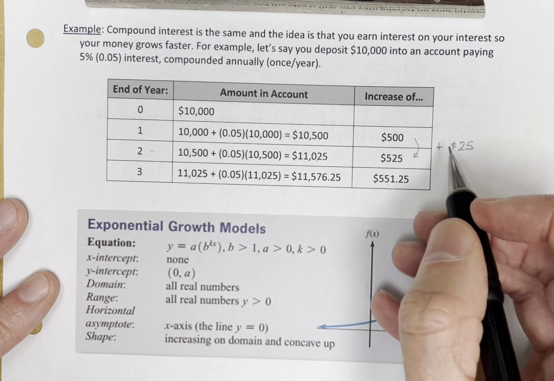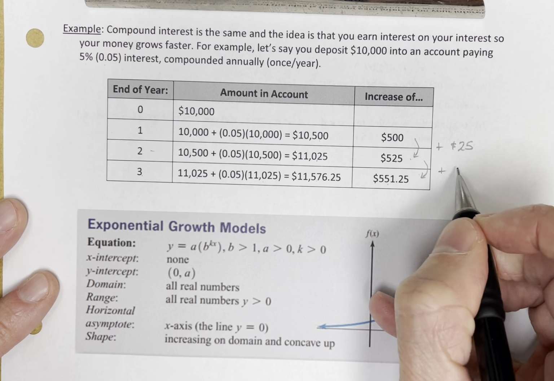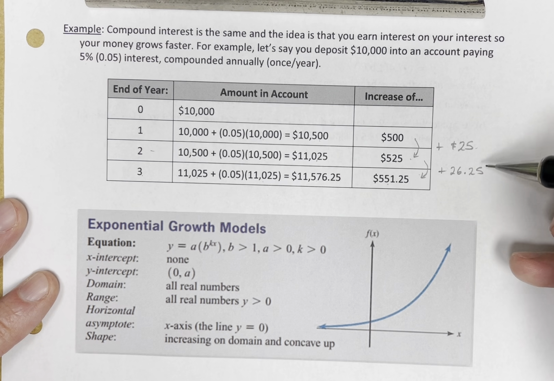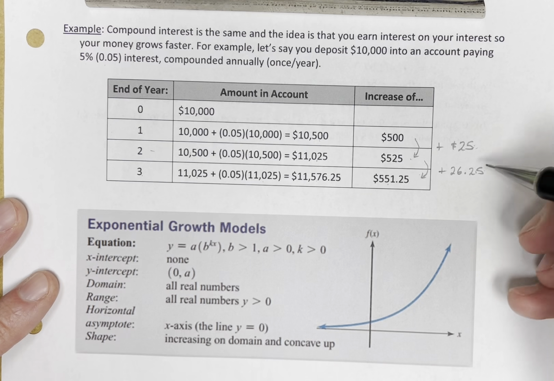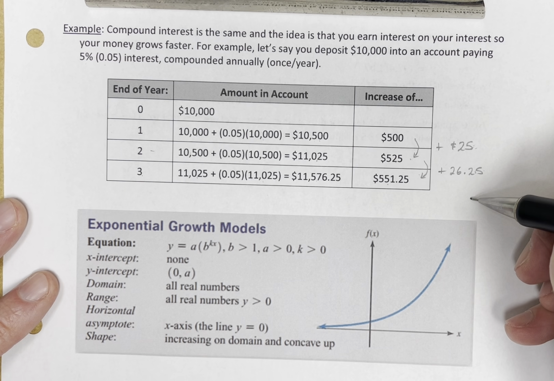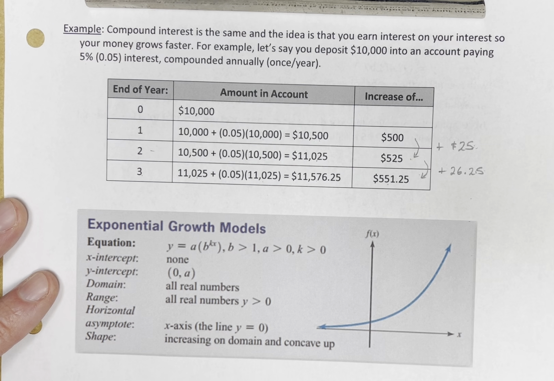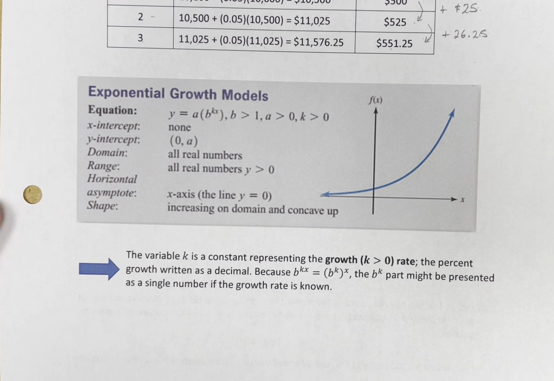And there's our increase, which is an increase again from here to here of 26.25. So you can see it's not a linear increase. It's not increasing by the same amount. It's increasing by more. And the next year, year 4, it'll increase by more than 26.25. It'll begin to increase faster and faster and faster as things go on. That's exponential growth.